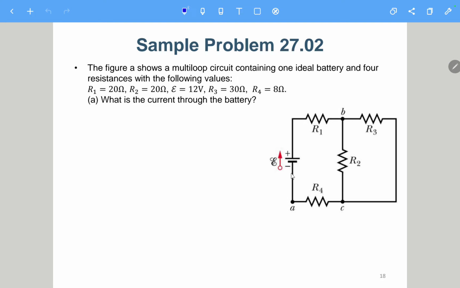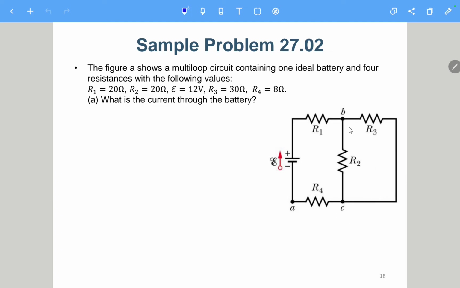So here we only have 1 battery, and you can expect that finally all these 4 resistors can be simplified to be 1. But you need to be careful about how to simplify it, rather than just adding them together, or assuming all of them are parallel. Not that easy. So you need to make some simple observations.